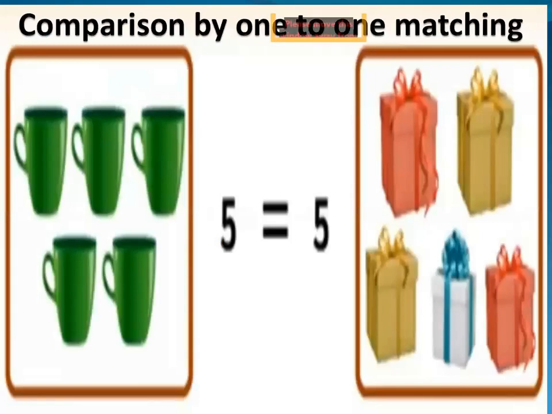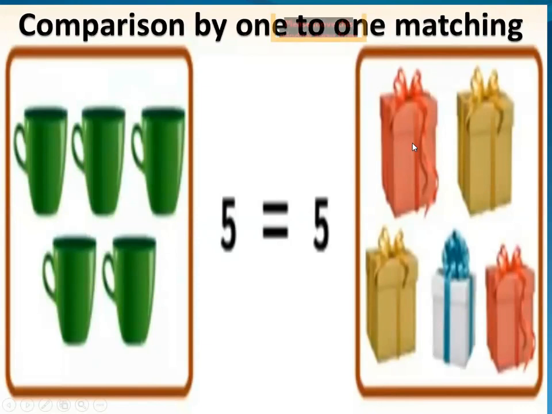Yes, again we see here the two groups. In group A, how many cups do we see? Count it. One, two, three, four, five. There are 5 cups in group A. So we write here number 5, then put the equal to sign because the gift pack is also 5.